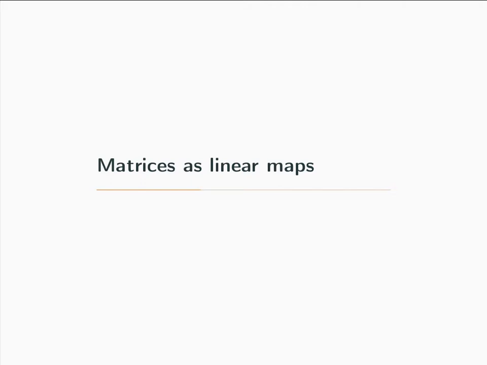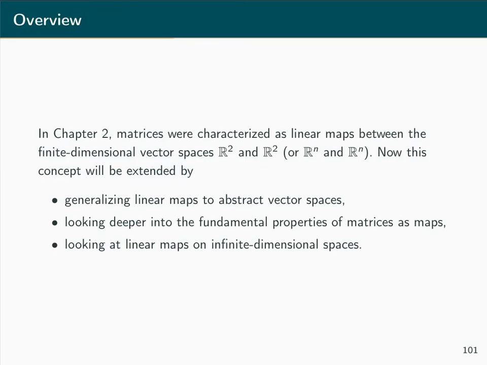This video is about chapter 6 of our lecture on linear system theory, and it's about matrices as linear maps. In chapter 2, we have already characterized matrices as linear maps between the finite dimensional vector spaces R2 and R2, or more generally Rn and Rm. Now this concept will be extended by generalizing linear maps to abstract vector spaces, looking deeper into the fundamental properties of matrices as linear maps, and also looking a little deeper at linear maps on infinite dimensional vector spaces.